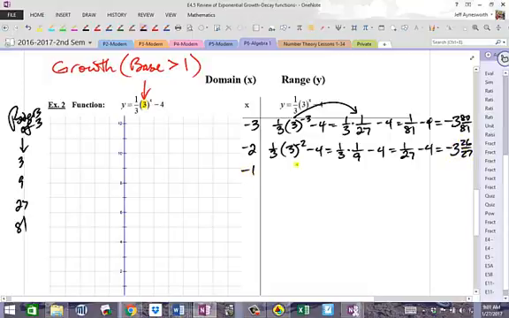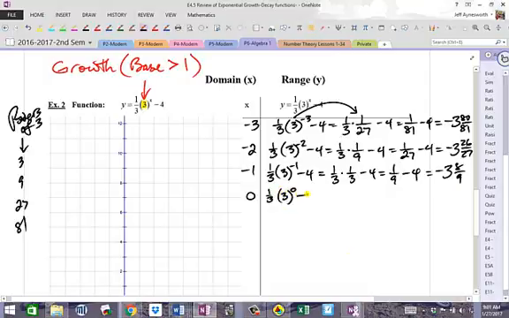When x is negative 1, we have 1/3 times 3 to the negative 1 power minus 4. 1/3 times 1/3 is 1/9, minus 4 is negative 3 and 8/9. When x is 0, you have 1/3 times 3 to the 0 power minus 4. That's 1/3 times 1 minus 4, which is just 1/3 minus 4, or negative 3 and 2/3.